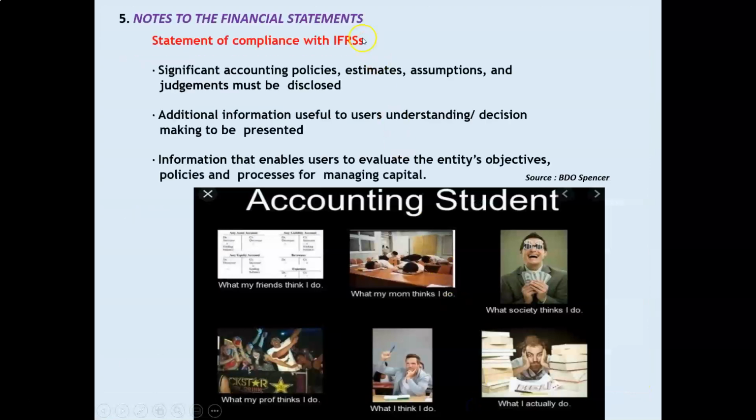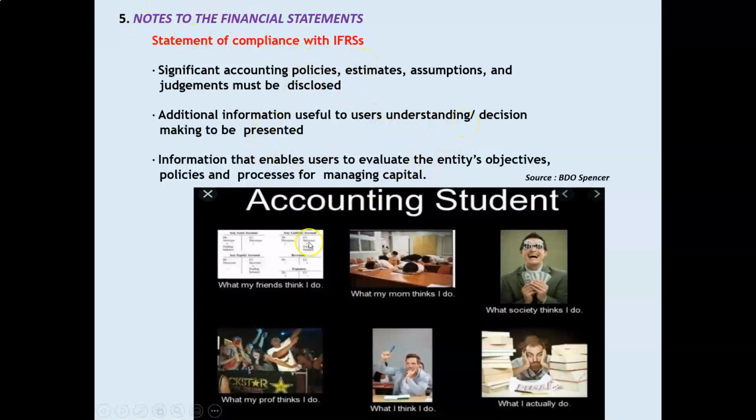Notes to the financial statements. Now, the statement of compliance with IFRS. The first note is our accounting policies, and that is very important so that we can see on what basis our financial statements are prepared. And then any additional information useful to the users of financial statements in order to understand what is happening, what information they have disclosed in order to enable them to make decisions thereafter. So they can evaluate the entity's returns, objectives, policies, and the way that it is managing capital and resources of the entity. So it's very important that we have notes to the financial statements which explain exactly what it's all about.